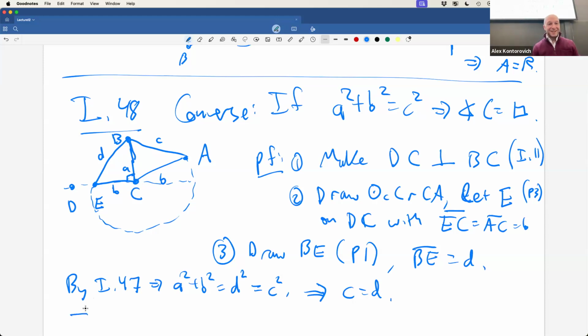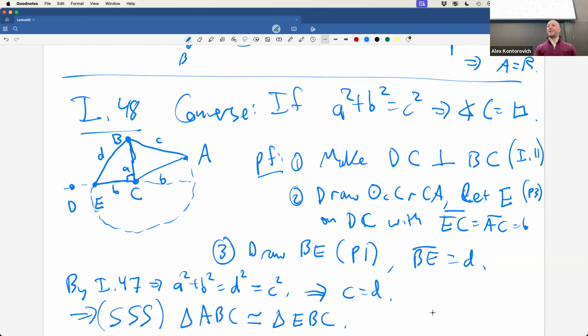Yes, that means by side-side-side, the 3 sides are the same. So the triangle ABC is actually congruent to triangle AEC, the same thing with E, and then B and C are the same. And so because the sides are the same, the angles are the same, which implies the corresponding angles correspond.